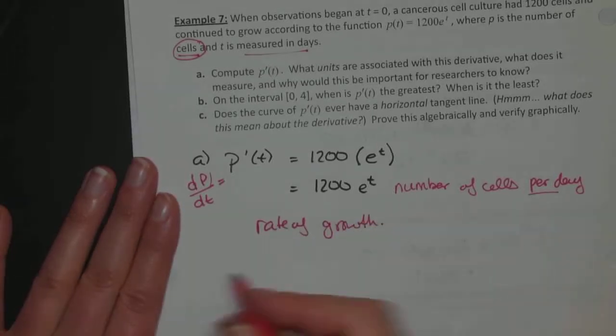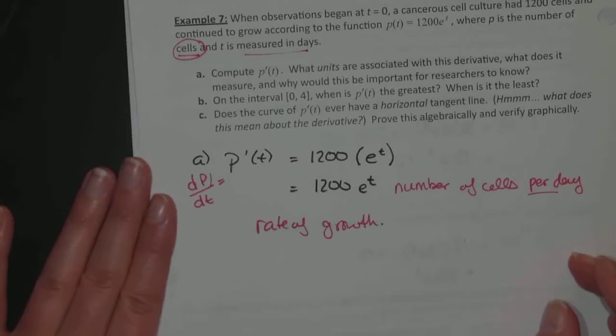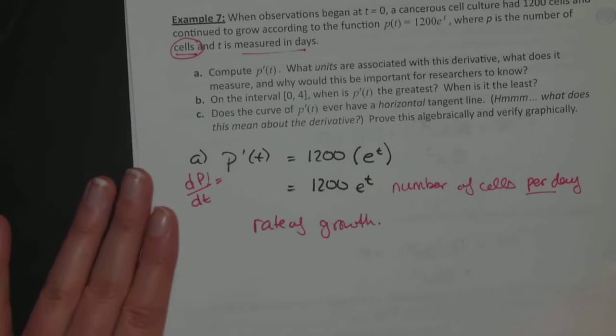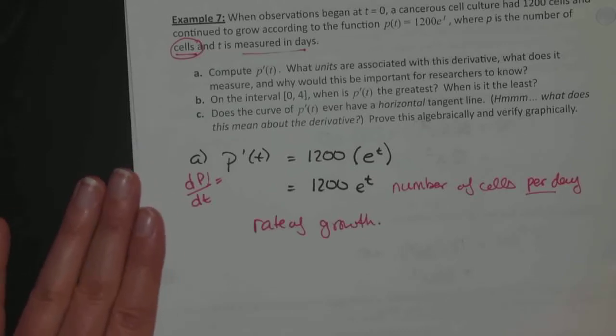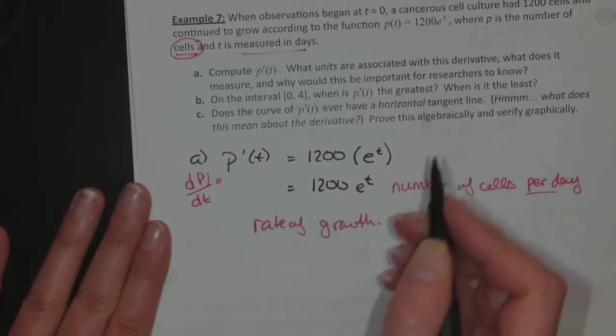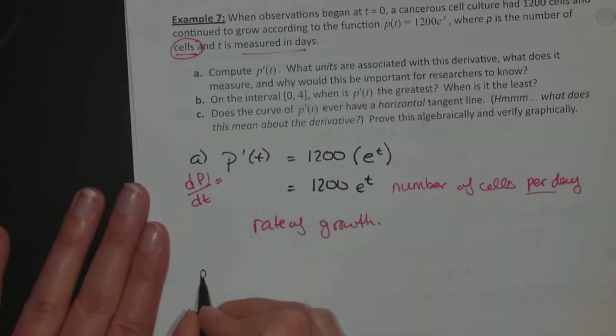So they can use that rate of growth to predict what's going to happen in the future from that cancerous culture. All right, so part B, on the interval 0 to 4, where is p prime of t the greatest? Where is it the least?